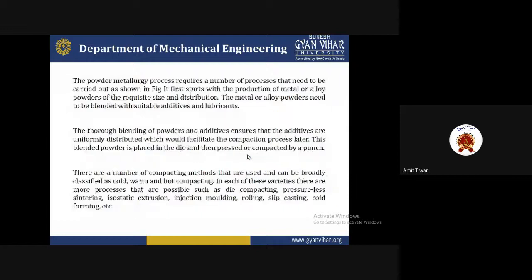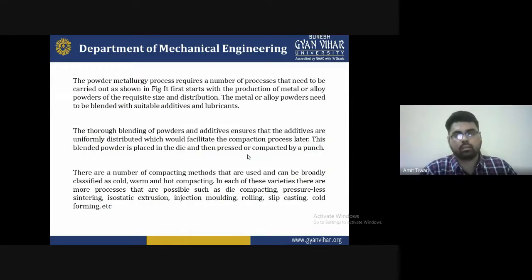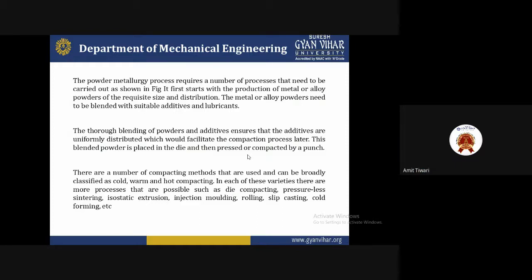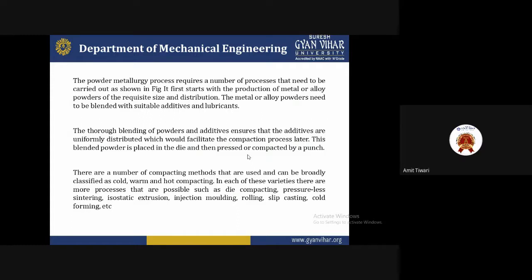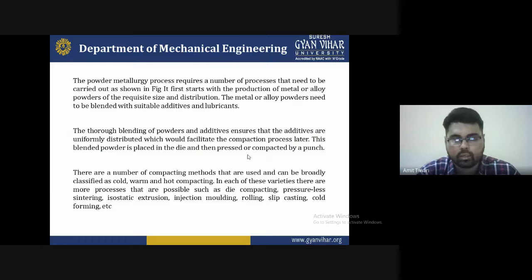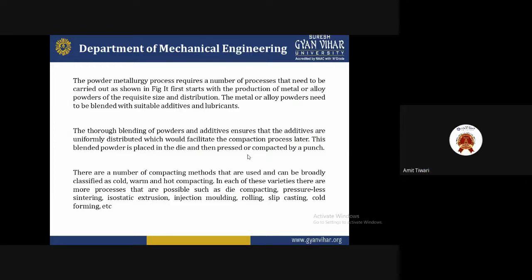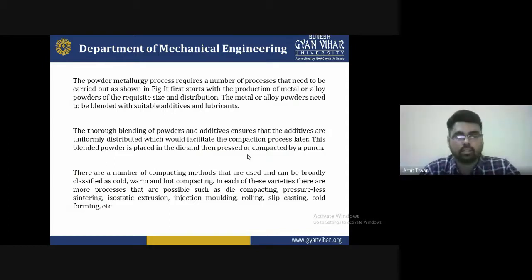So I'm just reminding everyone that the powder metallurgy process requires a number of processes to be carried out. First start with the production of metal or alloy powder, where we have to take care of the particle size distribution. And the metal or alloy powder needs to be blended with suitable additives, lubricants, so that the additives are uniformly distributed, which would facilitate the compacting process later. This powder blend is loaded into the die of the press.